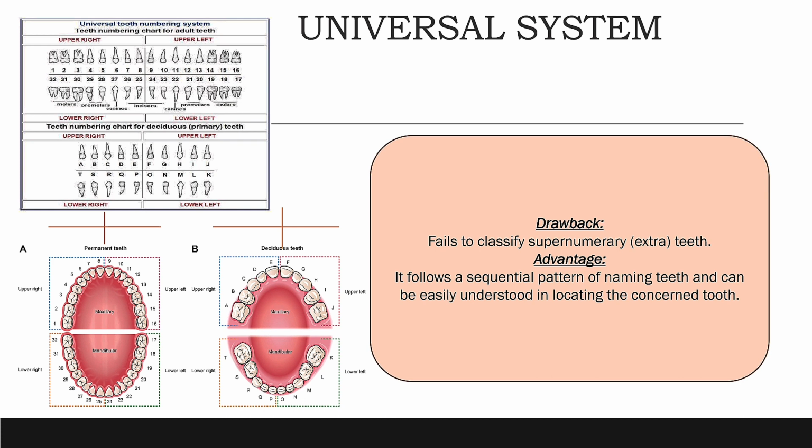The numbering system is the same for both dentitions, but we give different letters or alphabets for each dentition. As I told, permanent teeth have numbers 1, 2, 3, 4, and deciduous teeth have alphabets A, B, C, D, E. The universal system numbering will start from the third molar as 1: upper right side, upper left side, lower left, and lower right side.